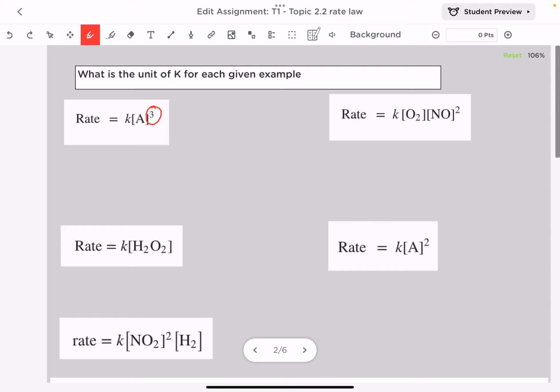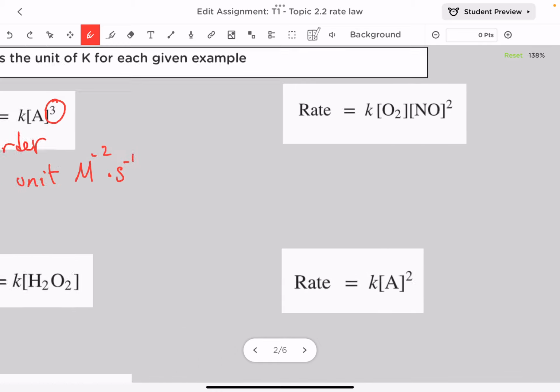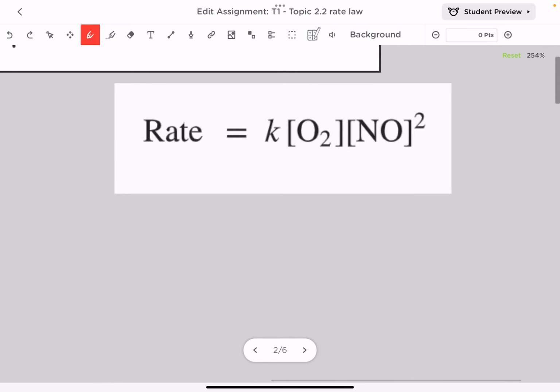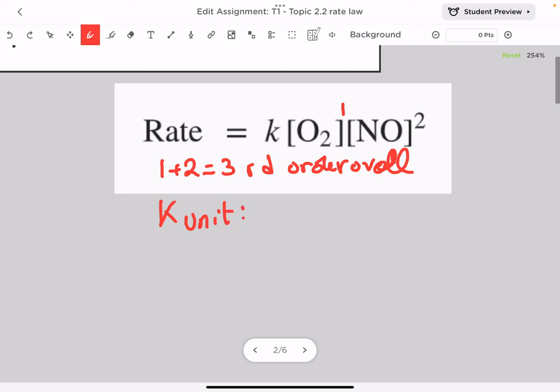Now, since I see here 3, that's a third order. So the unit of K is going to be M minus 2, second minus 1. Now, another example. If there is no number next to O2, it means that this is first order. 1 plus 2 equals 3. This is a third order overall. So the unit of K is going to be M minus 2 seconds minus 1.